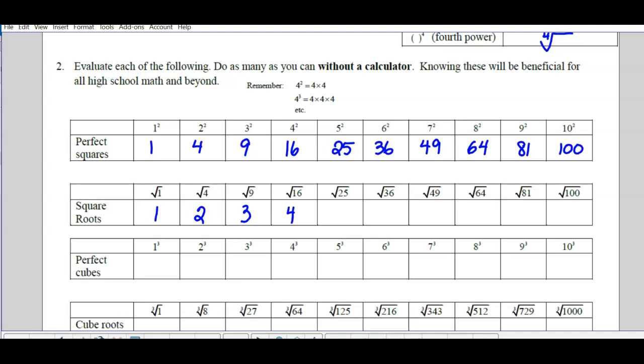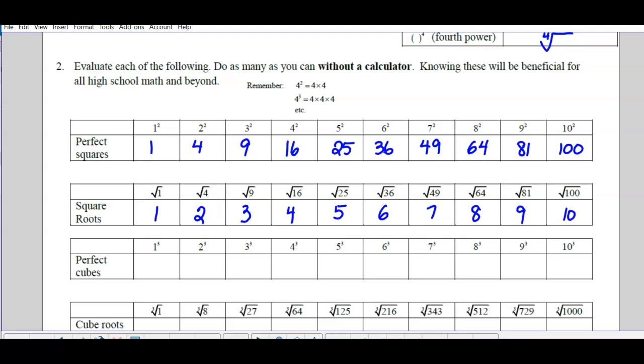But always check what the radicand is. They're not always going to be in order, right? So that's going to be 5. 5 squared is 25. 6 squared is 36, so that'll be 6. 7 squared is 49, so that'll be 7. 8 squared is 64, so that'll be 8. 9 squared is 81, so that'll be 9. And root of 100 is 10.